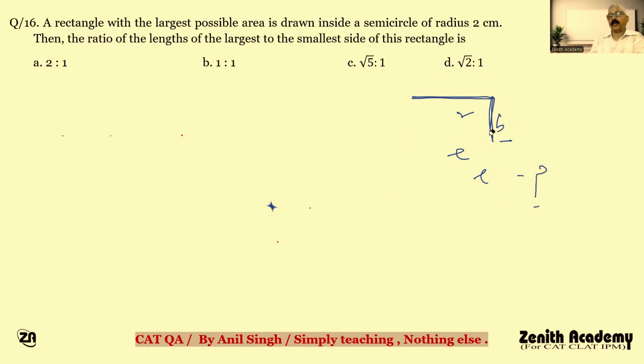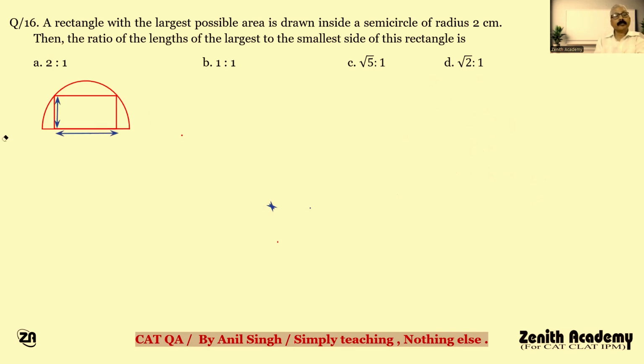This is our question. Okay, so let us take a fair figure for this purpose and then see the explanation of this question. Like this. Here, this is a semicircle, and suppose the length is L and the breadth is B of this rectangle. And the semicircle radius is given as 2 centimeter. Okay, so the radius is 2 centimeter, means this is 2 centimeter.